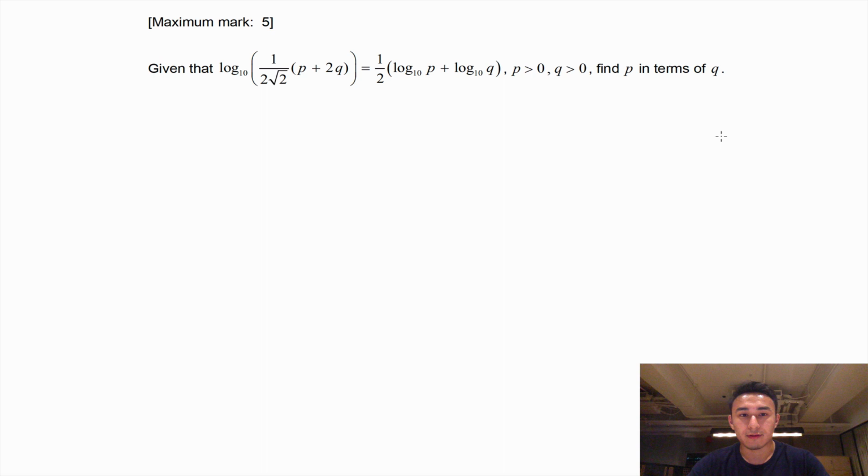This is the 2017 May paper, and basically we're given an equation and need to find P in terms of Q.